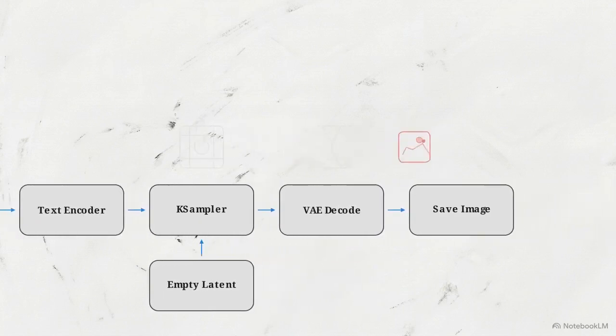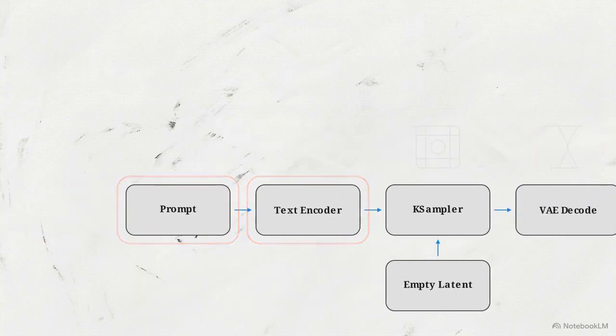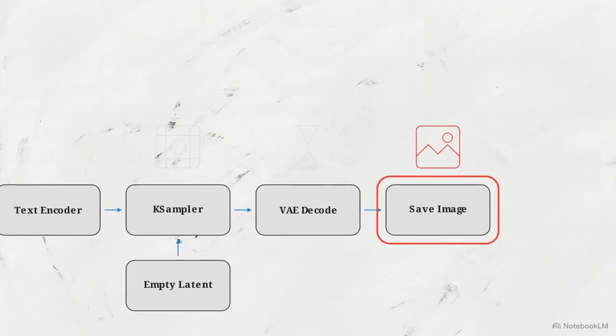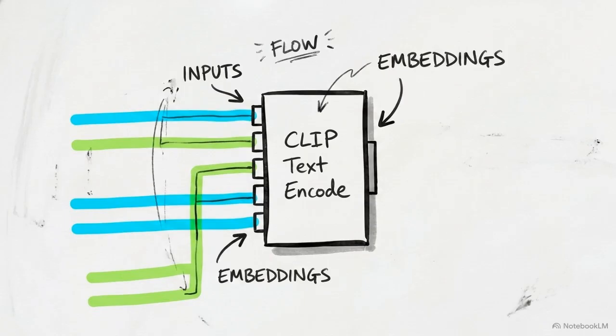Following this pathway shows how subjective human language is converted into numbers, how those numbers predict static noise, and how that noise resolves into a high-fidelity image. Mastering this specific node graph provides the visibility required to move beyond trial-and-error prompting and begin controlling the system's underlying logic. The pipeline begins at the CLIP Text Encode node.